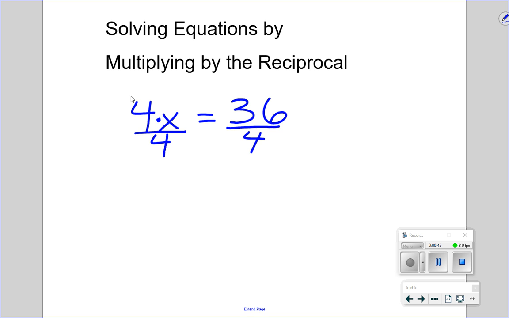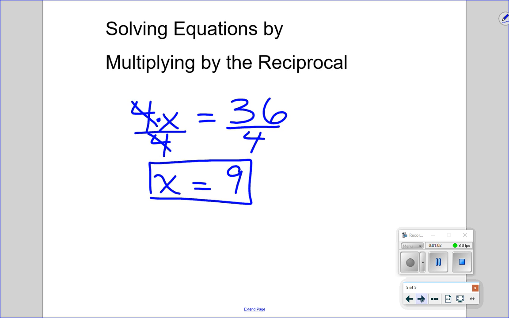So when we do that, this 4 and this 4 cancel out, leaving an x on the left side. And then we do 36 over 4 and simplify that, which is 9. 36 over 4, or 36 divided by 4, equals 9. So my answer is x equals 9. We can do the same thing with fractions.